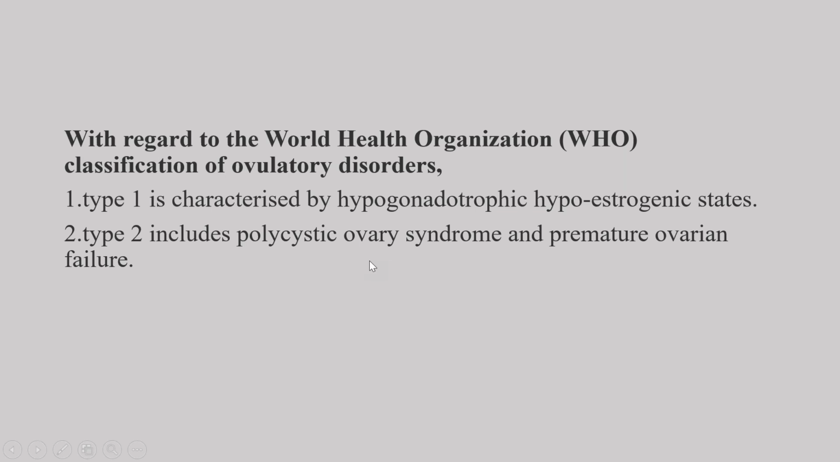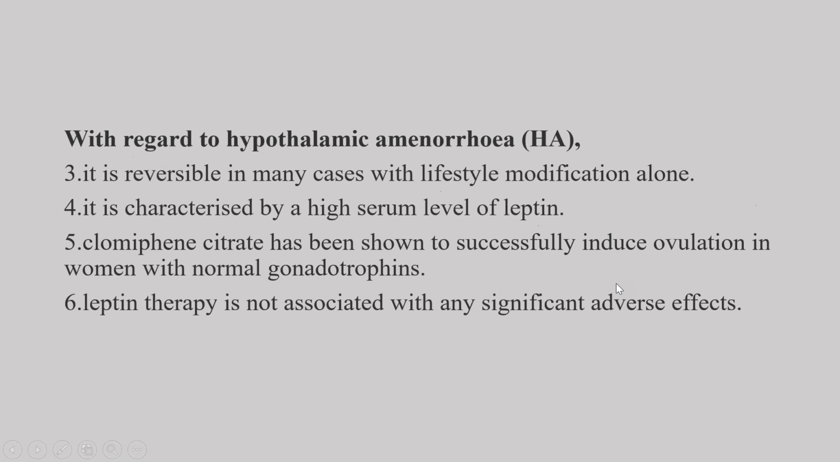Type 2 includes polycystic ovarian syndrome and premature ovarian failure. Is it true or false? False. Because type 2 is polycystic, type 3 is premature ovarian failure. Yes, absolutely correct. In PCOS, this is type 2 and premature ovarian failure is type 3. Because in this case, estrogens will be low, but the FSH and LH will be high. So this will be hypergonadotropic. So this is type 3.